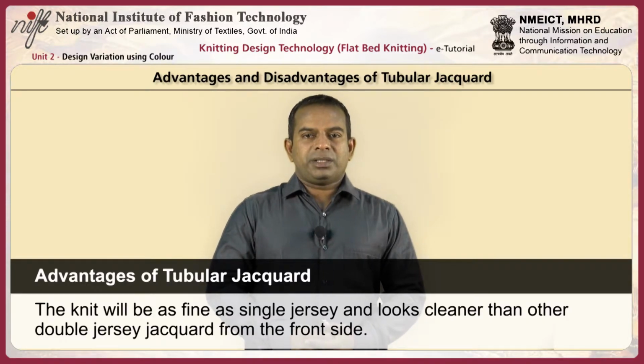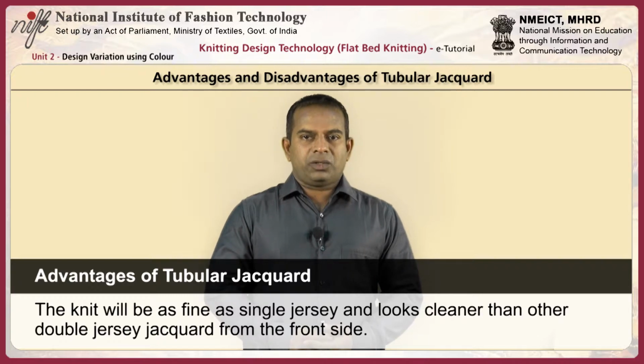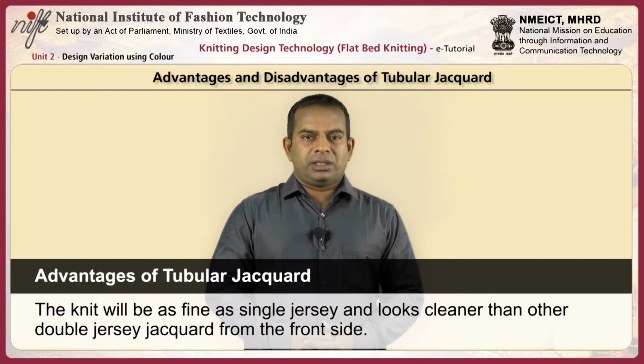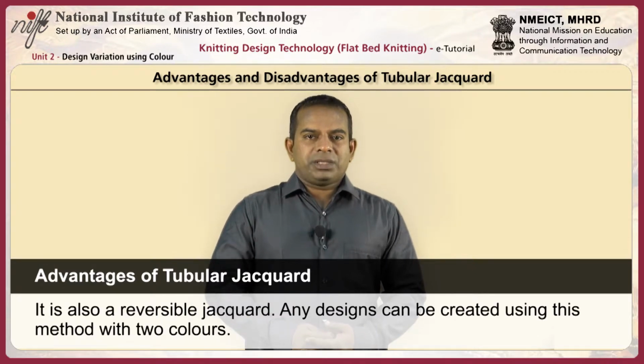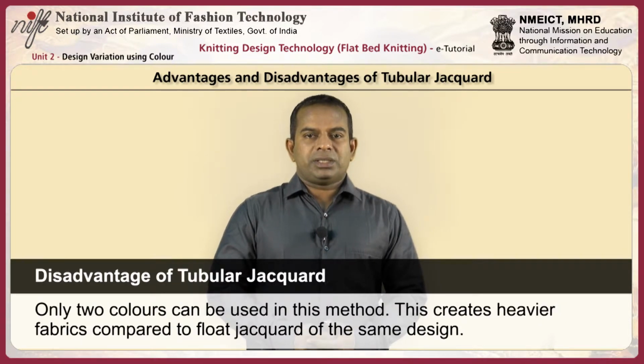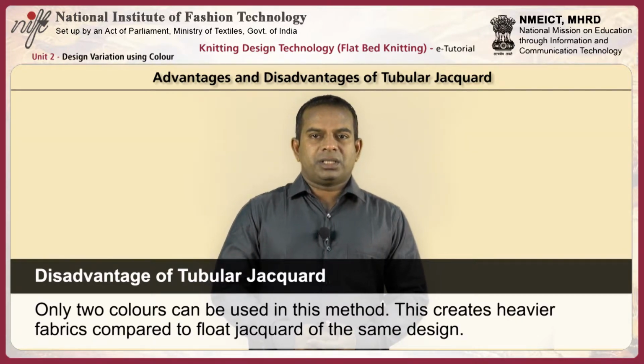The knit will be as fine as single jersey and looks cleaner than other double jersey jacquard from the front side. It is also a reversible jacquard. Any design can be created using this method with two colors. Disadvantages of tubular jacquard. Only two colors can be used in this method. This creates heavier fabrics compared to float jacquard of the same design.